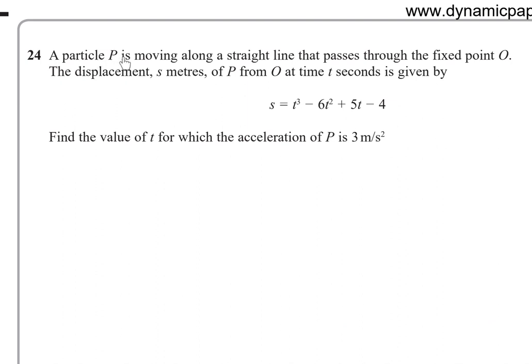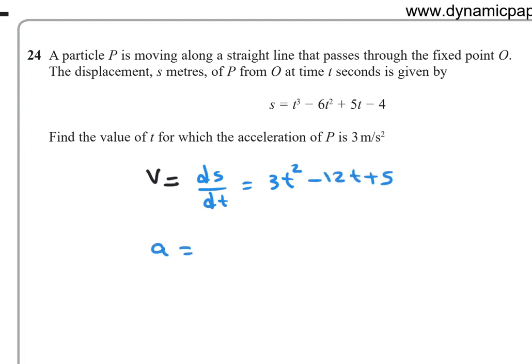24. A particle B is moving along a straight line that passes through a fixed point O. The displacement s meters of B from O at time t seconds is given by s equals t to the power 3 minus 6t to the power 2 plus 5t minus 4. Find the value of t for which the acceleration of B equals 3. To find the expression for acceleration, you need to find the expression for the velocity first. So velocity equals ds over dt, the derivative of the displacement. So 3t squared minus 12t plus 5.